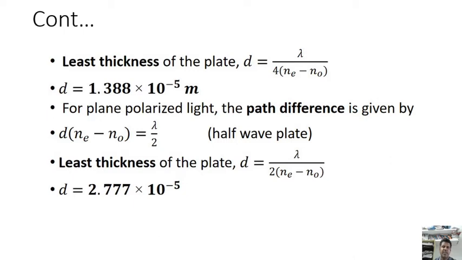For plane polarized light, the path difference is given by, that is for a half wave plate, lambda by 2. That is lambda by 2 is equal to d of ne minus n naught.